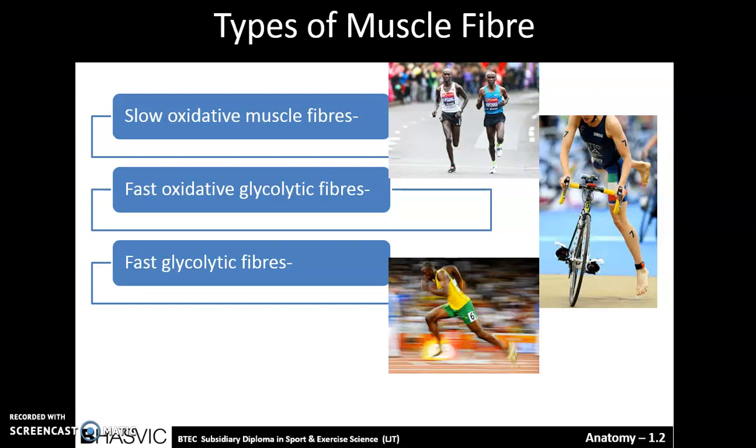Slow oxidative fibres have a slow speed of contraction. This is due to their smaller neuron diameter. This means that a lower force is generated when they contract.